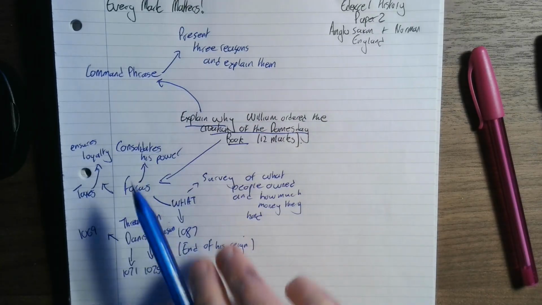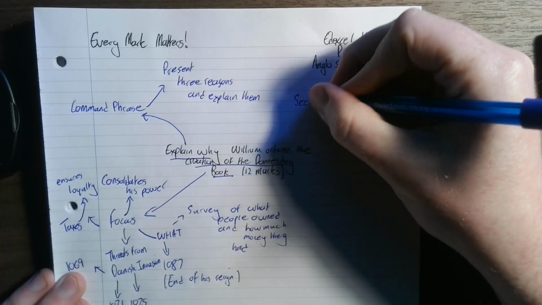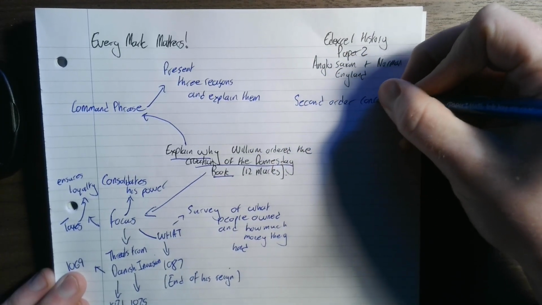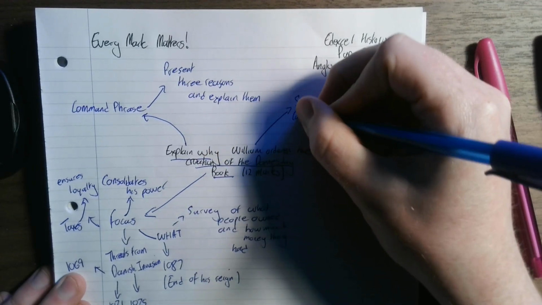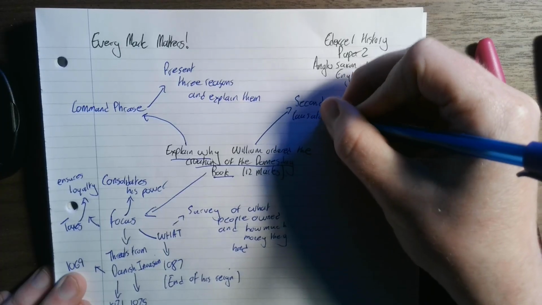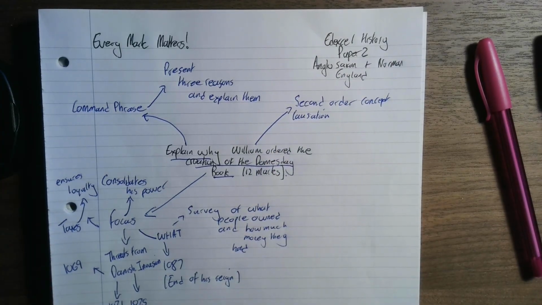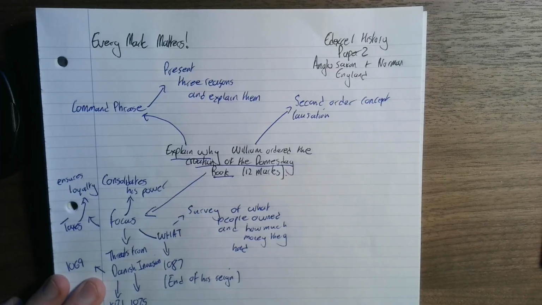Okay, so we've done the command phrase, we've done the focus. Our final one is second order concepts, and with this question, it is causation. You don't need to memorize a full list of second order concepts. The second order concept is, in essence, the disciplinary history. It's the hardcore history, as in what are you actually applying your knowledge for. And remember, causation is how did one thing lead to something else.